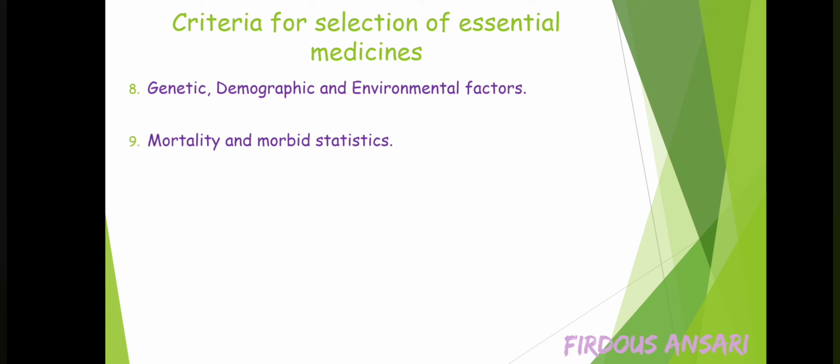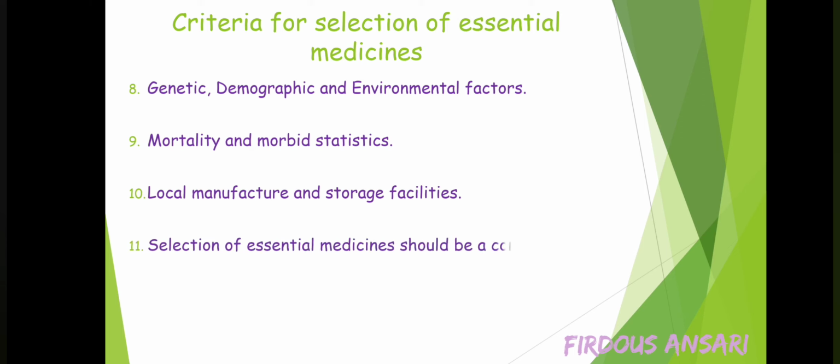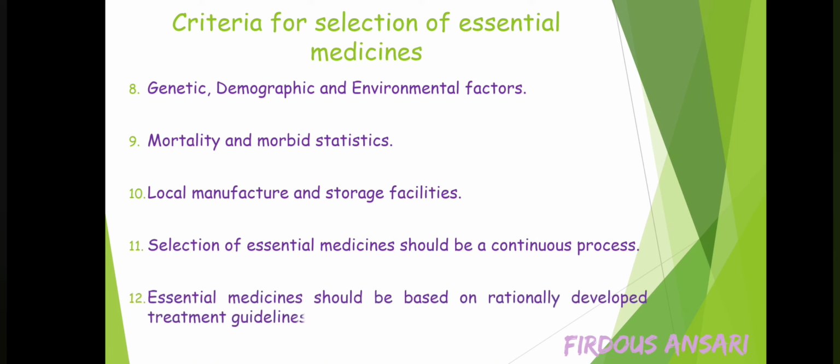Mortality and morbidity statistics should also be maintained. Local manufacture and storage facilities should be made available. Selection of essential medicines should be a continuous process, meaning it should be periodically updated. It must be reviewed yearly or whenever necessary. And lastly, essential medicines should be based on rationally developed treatment guidelines.